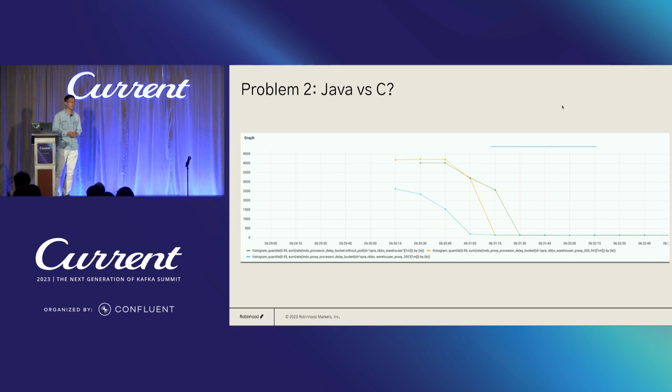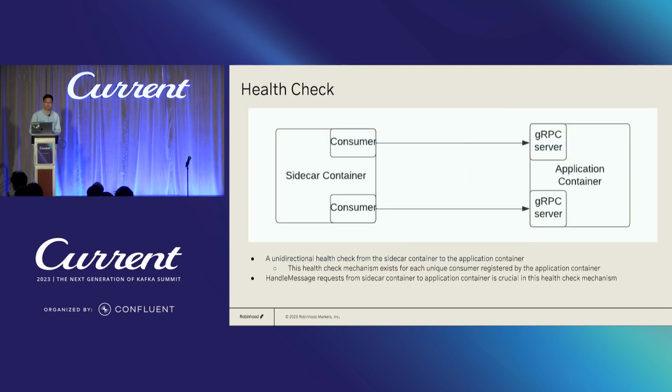Over here in the second hurdle, it's on the performance between Java and C. Yeah. So when we were planning out which services we wanted to migrate to Kafkaproxy first, we picked services that had the highest throughput because we needed to make sure that Kafkaproxy could meet the SLOs and SLAs of these services.